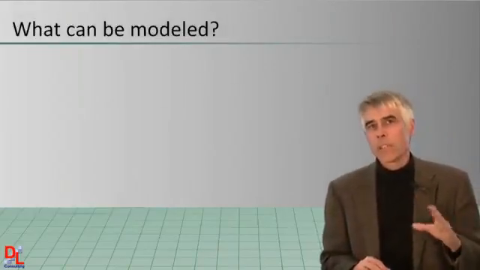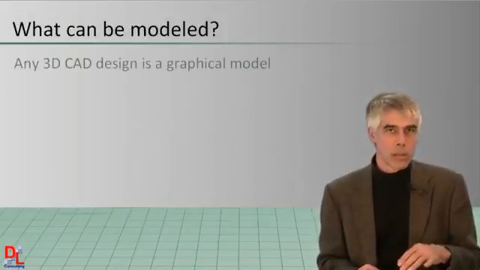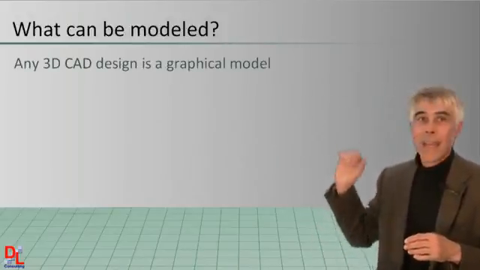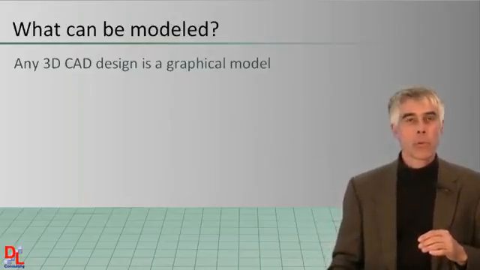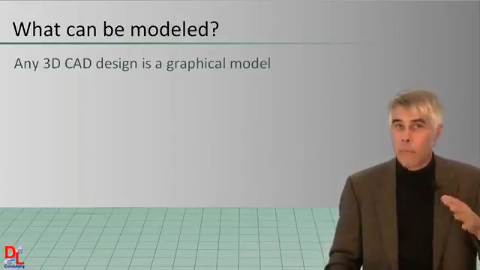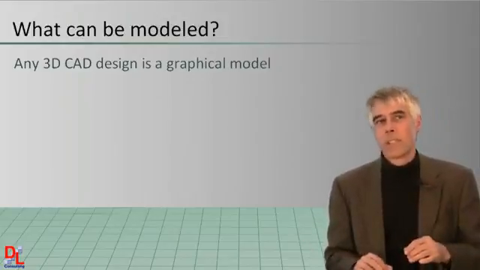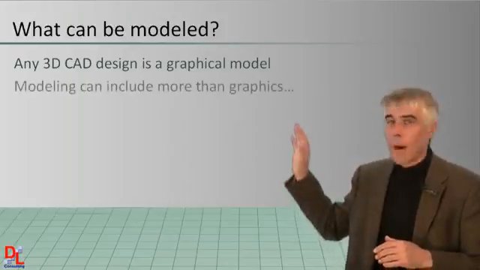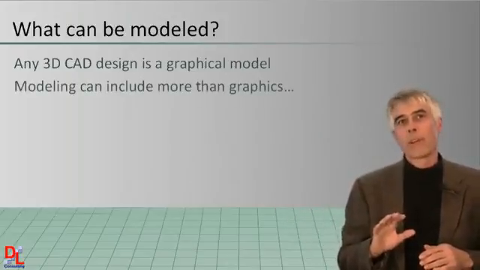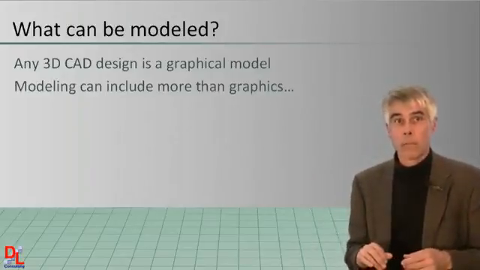When CAD was first extended to 3D, users began to talk about CAD models. And any 3D CAD design is legitimately a 3D computer graphical representation, a model of a design. But the 3D graphic representation of design is only one aspect of what can be modeled. Modeling can include much more than graphics, and here's a few examples of what could be included in a model.